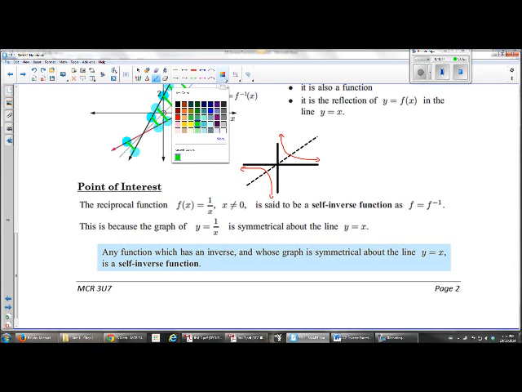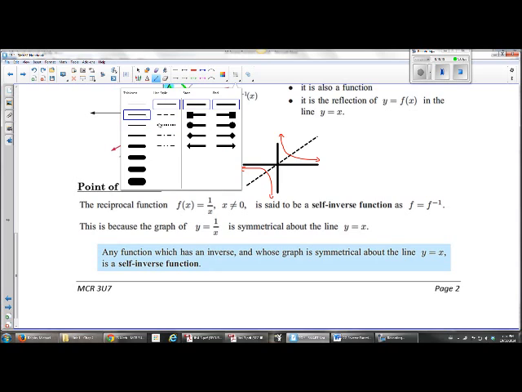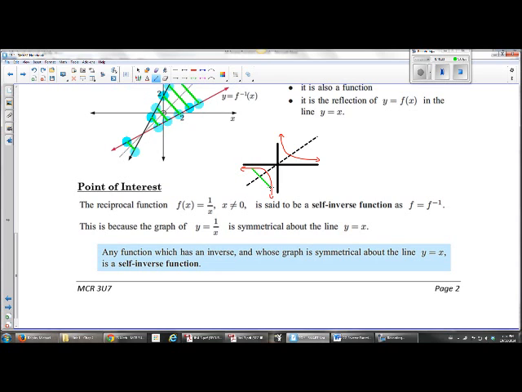I'll use the green again, and this time I'll try to use a thinner line. If we were to draw lines perpendicular to the line y equals x, if I were to draw this correctly, then these points would just be points that are interchanged, x and y. So that's kind of the idea. That would mean that this graph is symmetric about the line y equals x, which then tells us that the function itself is a self-inverse function.